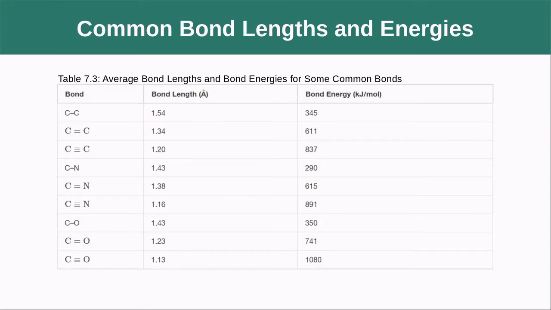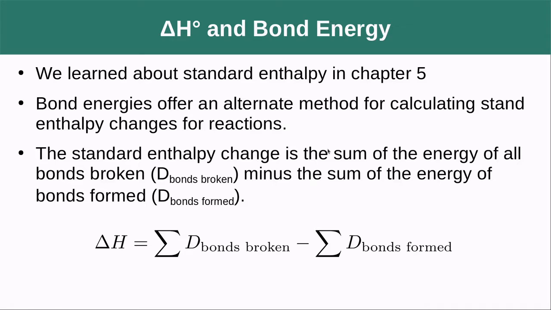Here we have a table of some common bond energies and bond lengths. And we can see that the shorter bond lengths lead to higher energies, whereas longer bond lengths have lower energies. So we learned about the standard enthalpy in Chapter 5. There we were using standard enthalpies of different reactions in order to calculate the standard enthalpy for a specific reaction. We can do this exact same thing with bond energies.